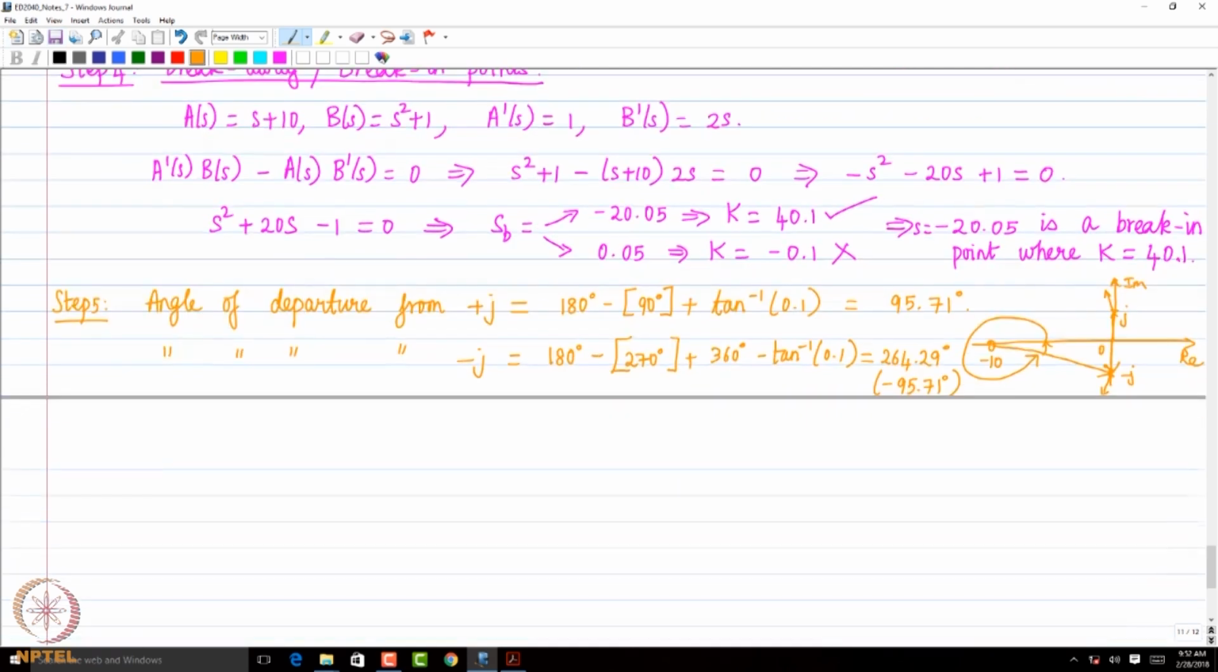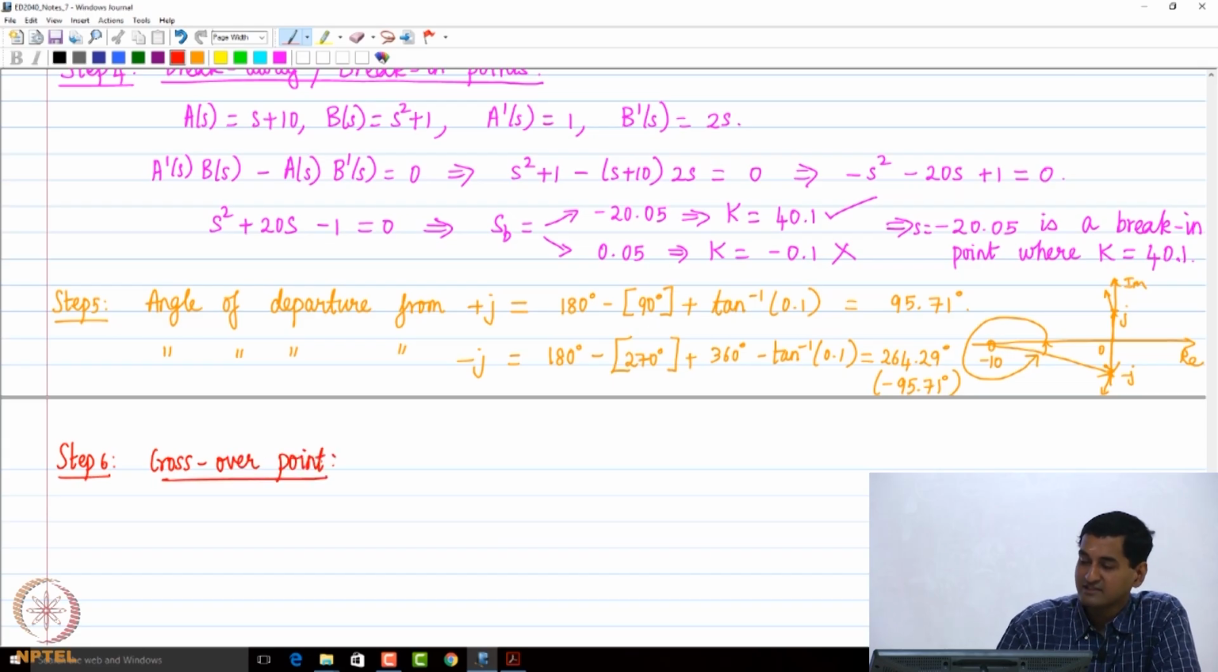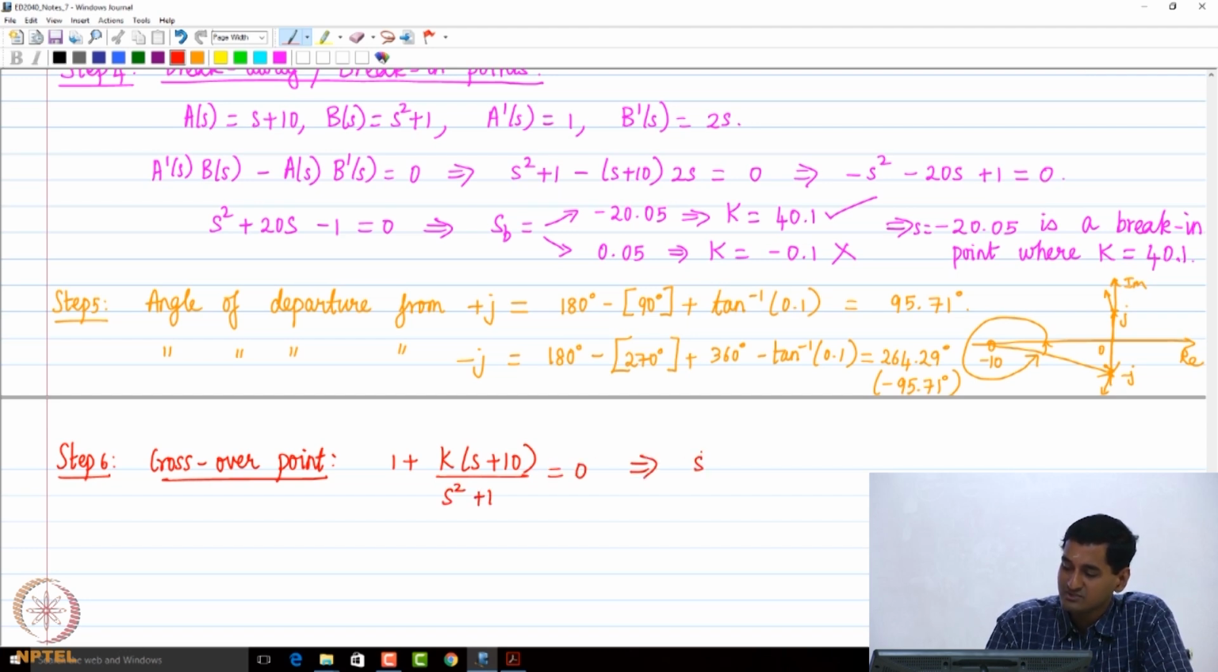So what I want you to do is the final step, and then construct the root locus. Step 6 is the crossover point. So how do we get the crossover point? Consider the characteristic equation. The closed loop characteristic equation is going to be 1 plus k times (s plus 10) divided by (s squared plus 1) equals 0. So this is going to be s squared plus ks plus 10k plus 1, am I correct?